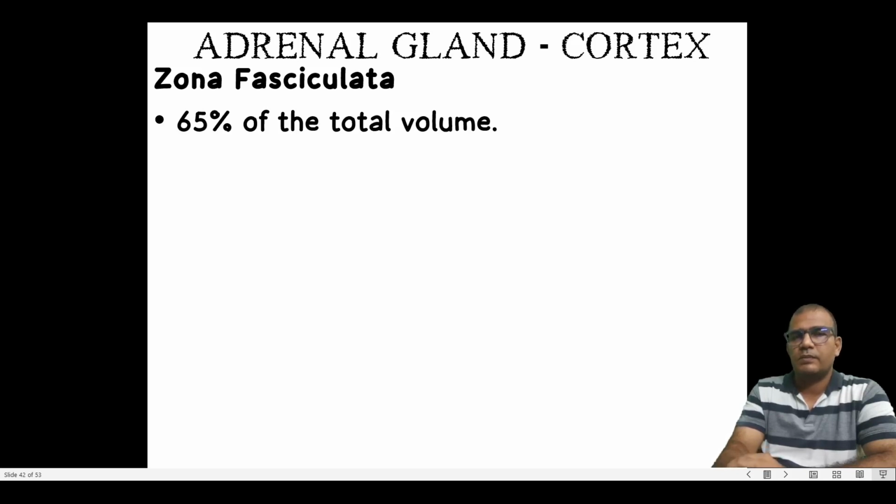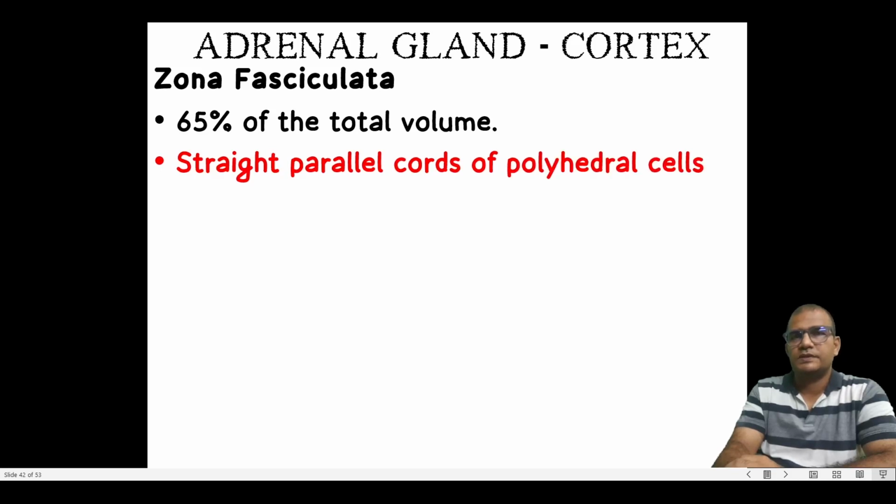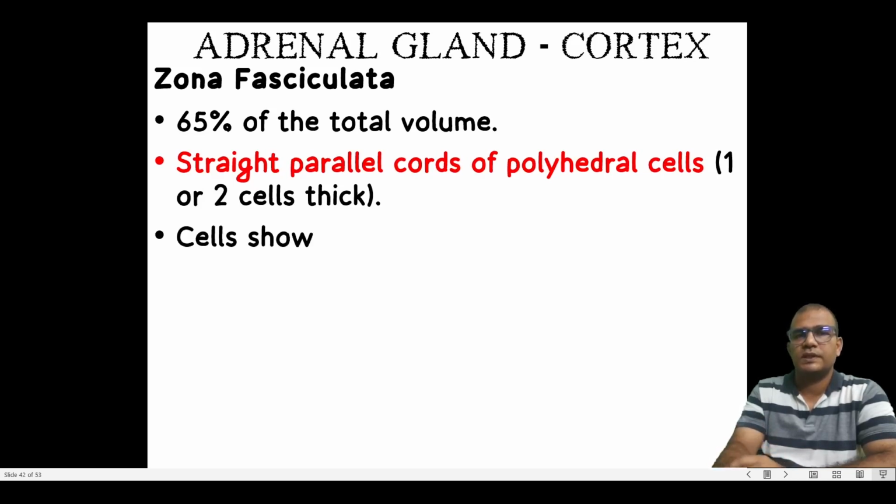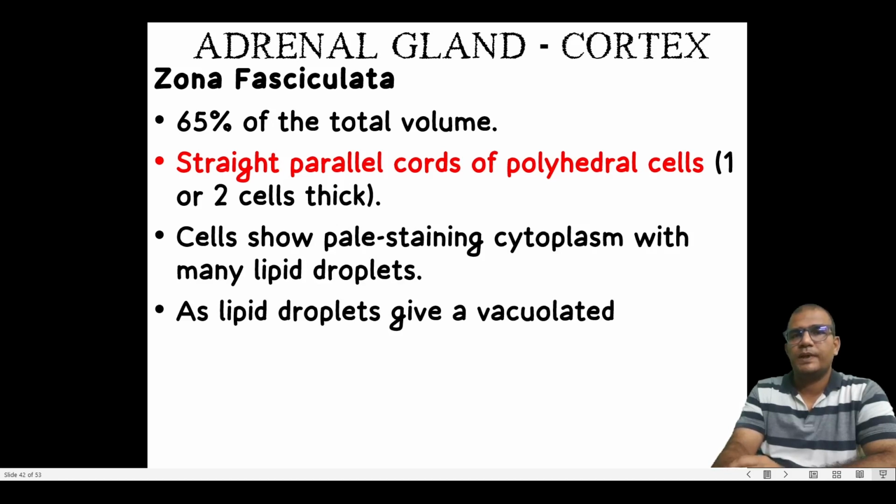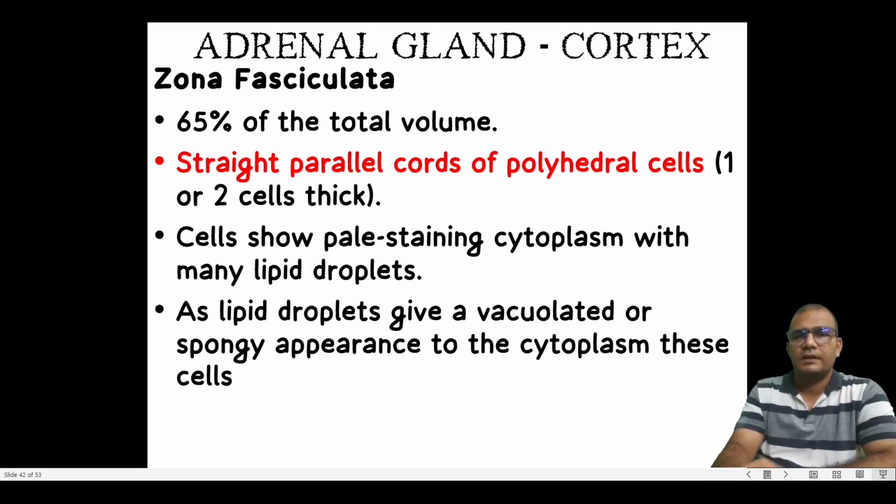It is about 65% of the total volume of the gland. It shows the presence of straight parallel cords either in single line or double line fashion, so it is either one cell or two cells thick. The cells show pale staining cytoplasm and many lipid droplets, and due to the many lipid droplets, the cells have a sponge like appearance. So these are called spongiocytes. So this could be your MCQ.